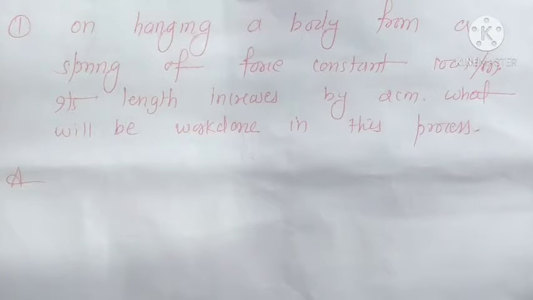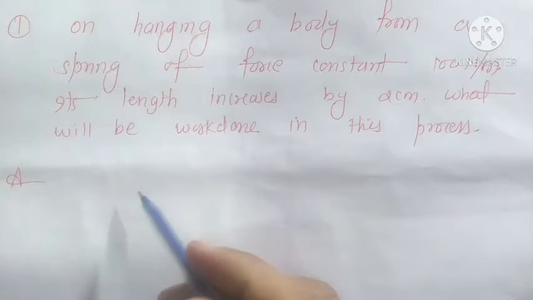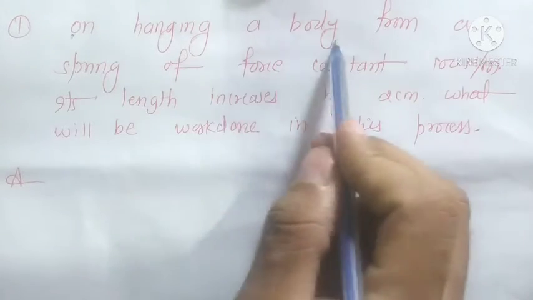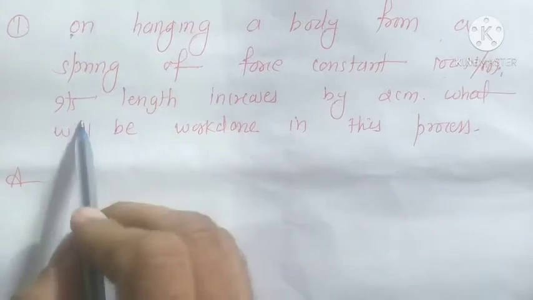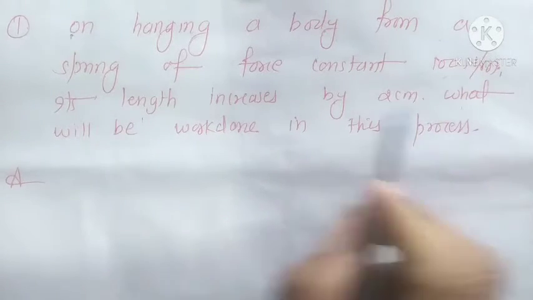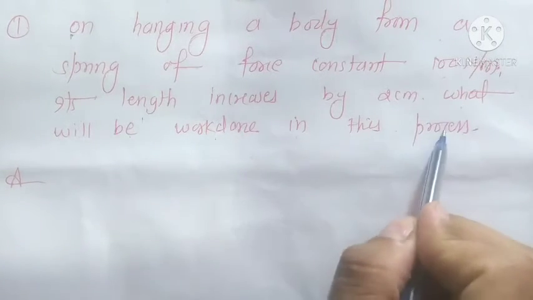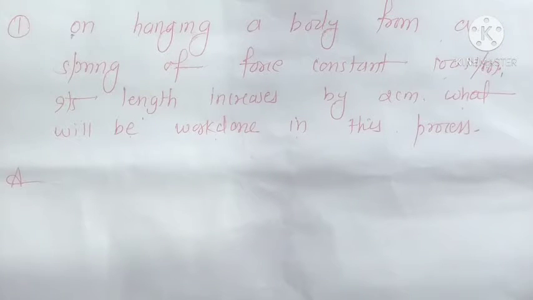So today I am going to discuss some numerical problems on the work, energy and power chapter. Here is our first numerical problem: hanging a body from a spring of force constant 100 Newton per meter, its length increases by 2 centimeter. What will be the work done in this process? So now we have to find the work done here.